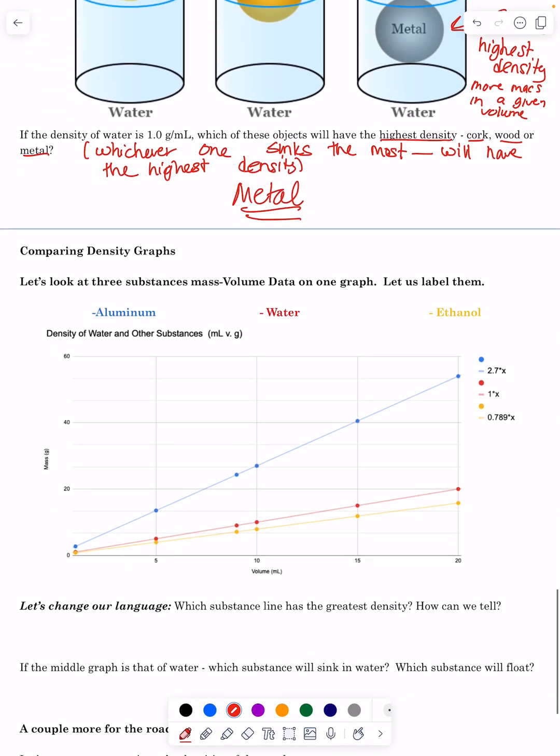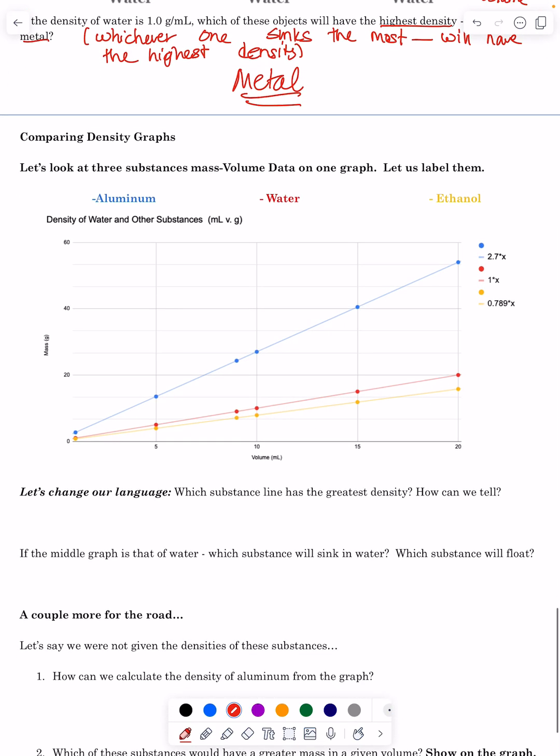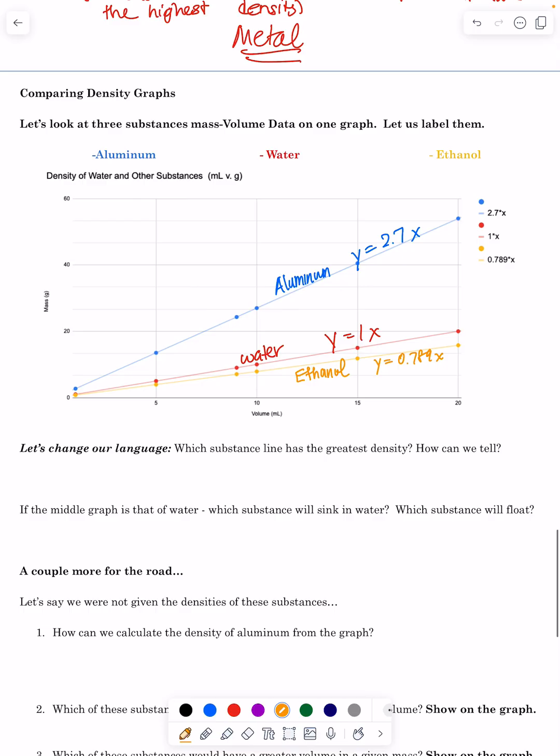All right, let's look at comparing density graphs here. Mine's color-coded. Yours might not be. You might need to add this in. But we have three graphs here. We have aluminum right here, which its slope would be y equals 2.7x. We have water, which we know is y equals 1x. And then we have ethanol, which is a different type of liquid. Ethanol, its slope would be y equals 0.789x.